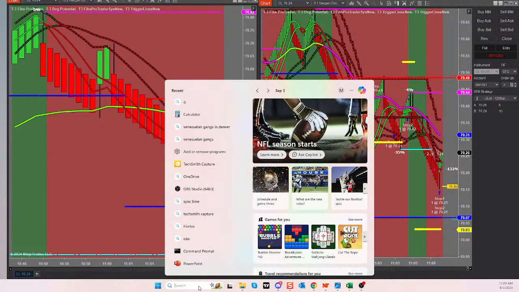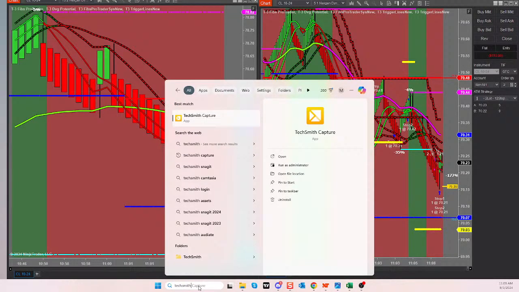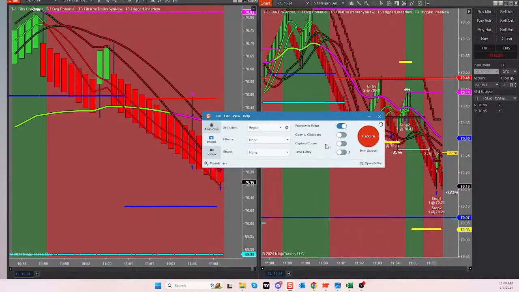VCP, go to your search bar and type in tech or TechSmith. When you download the software, this is downloaded onto your computer, the TechSmith Capture. That's what you have. I use Snagit, which is TechSmith's higher end.